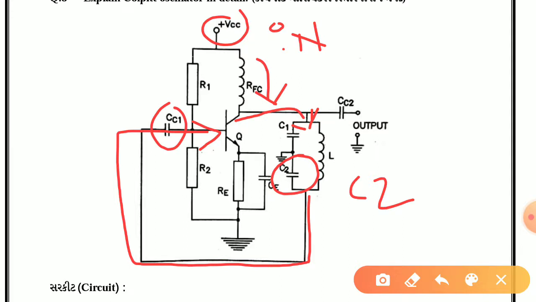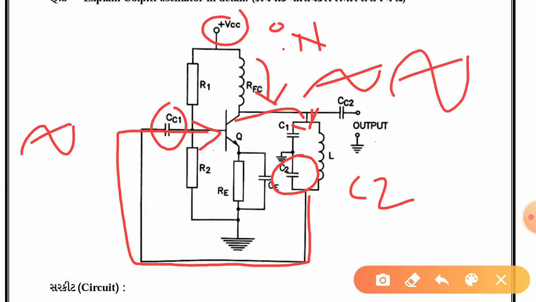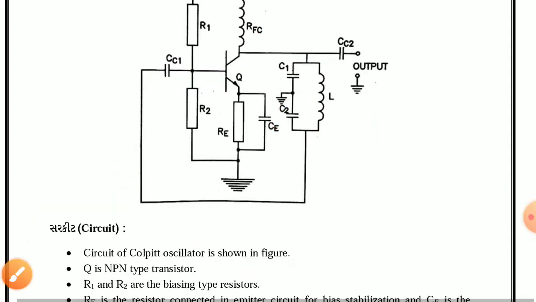So here the amplifier will give some output. This output is again given back to the input, so this signal is again amplified, and this process continues. Here the feedback is positive feedback and the gain of the amplifier is sufficient, so we can get sustained oscillation. So let's discuss the working.